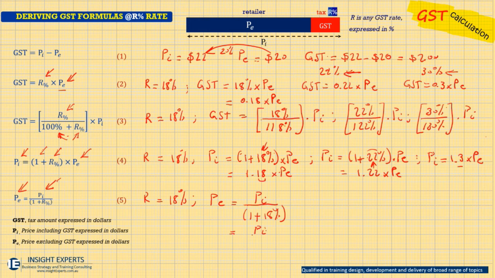Just notice the difference between this formula and that formula. Here we multiply by 1.18. Here we divide by 1.18. In the case of, say, the rate is 22%, my formula number 5 becomes PI over 1 plus 22%, and that equals 1.22. And when the GST rate is 30%, again, that equals PI over 1.30, and so on.